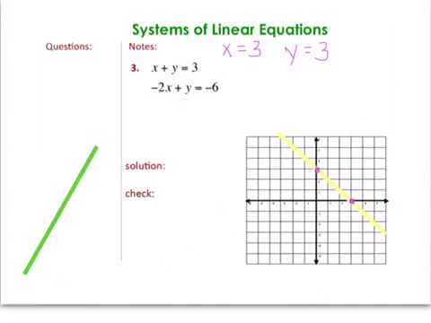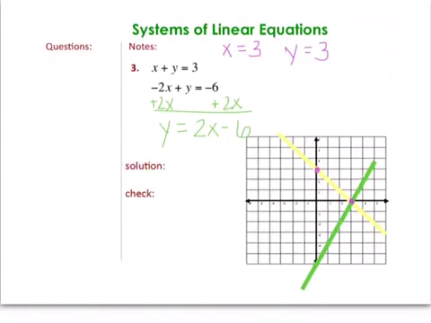Now for my green line, my second equation, I don't want to solve using intercepts. I want to put this in slope-intercept form. So if I add 2x to both sides, I get that y equals 2x minus 6. So I come down to negative 6. It's the bottom of your graph. I go up 2 over 1, up 2 over 1. Connect those with a green line.